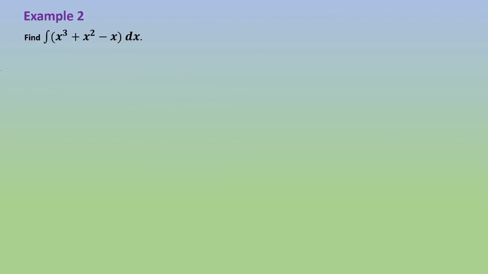Another example, let's say the given is the integral of x cubed plus x squared minus x. We can have this using the addition property. That would be the integral of x cubed plus the integral of x squared minus the integral of x, and then dx.